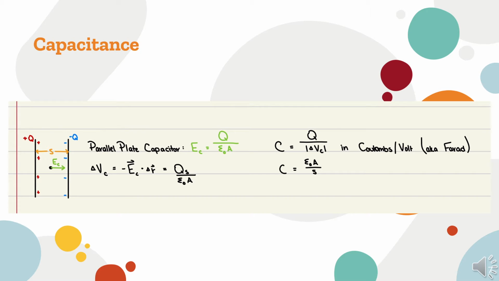Now moving on to capacitance, we looked at an example of a parallel plate capacitor. Depicted by the diagram, we derived an expression for the delta Vc, which can be used to find a value C for capacitance, which has units coulombs per volt, also known as farads.